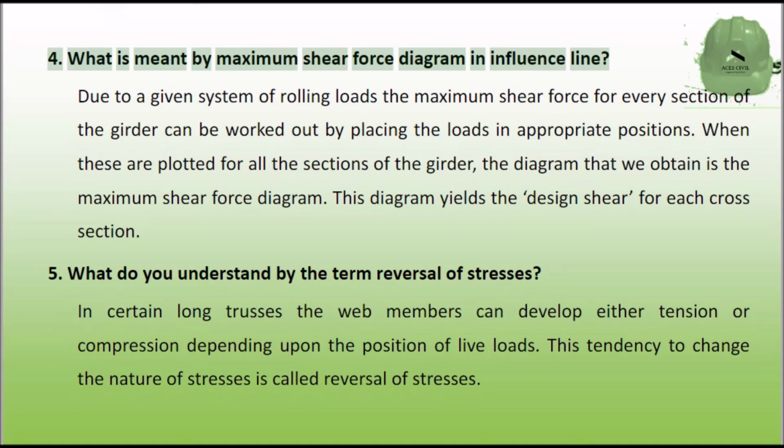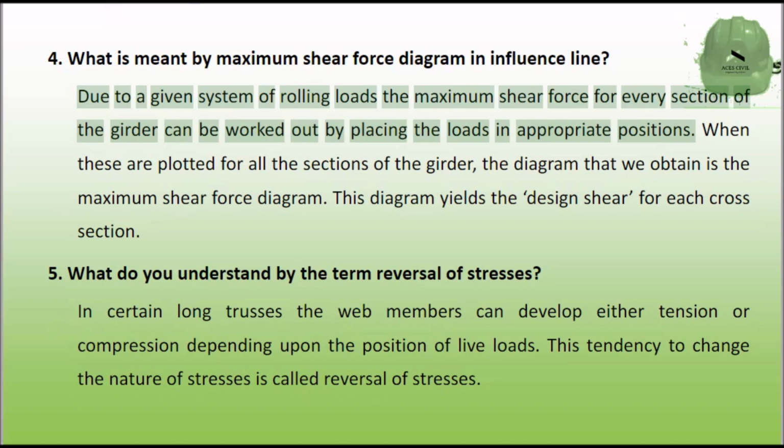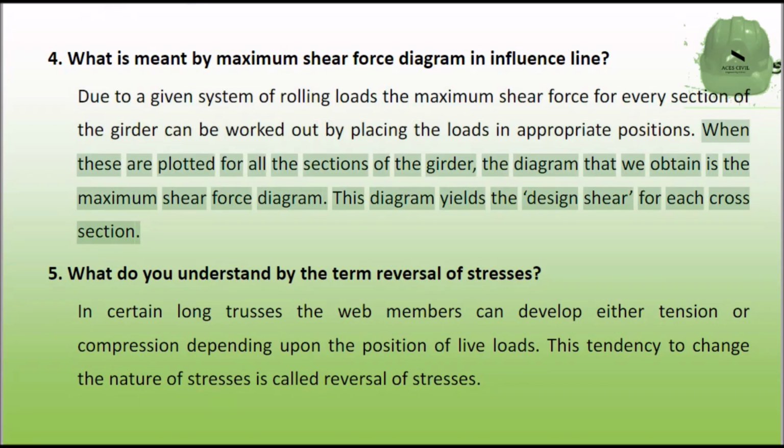4. What is meant by maximum shear force diagram in influence line? Due to a given system of rolling loads, the maximum shear force for every section of the girder can be worked out by placing the loads in appropriate positions. When these are plotted for all the sections of the girder, the diagram that we obtain is the maximum shear force diagram. This diagram yields the design shear for each cross-section.